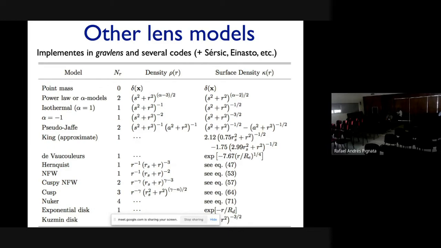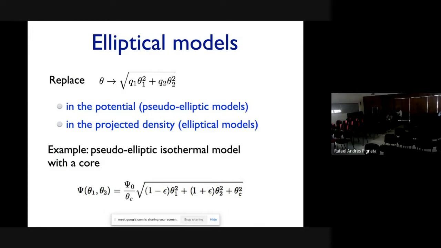Okay, we just discussed circular models, but we can use this circular density distribution and turn it into an elliptical model. For example, you replace your radial coordinate of the projected density, so it's a function of theta, by these elliptical coordinates. You can do this in the density, so sigma of theta, which was a modulus of theta. Now you write sigma of this theta that you see here as a function of theta 1 and theta 2, and you have an elliptical mass distribution.